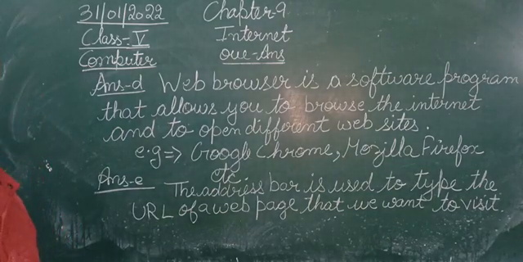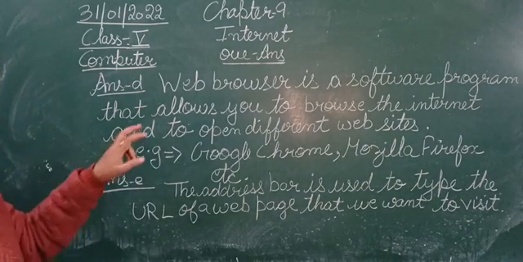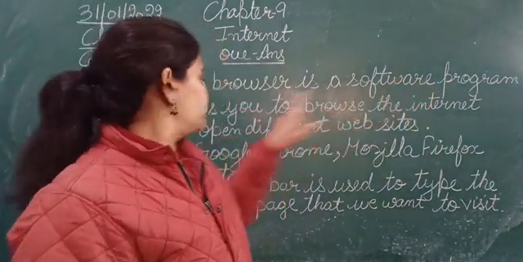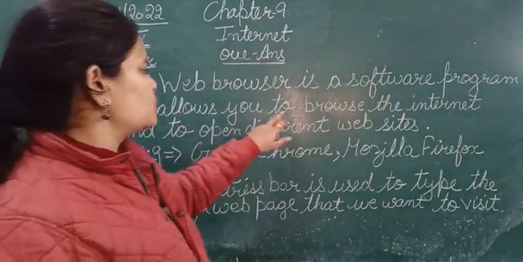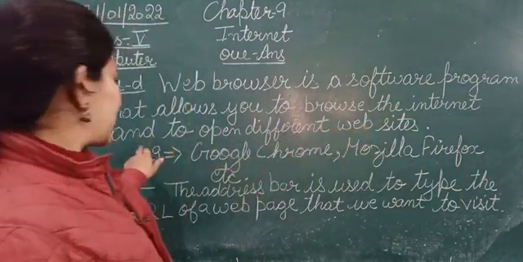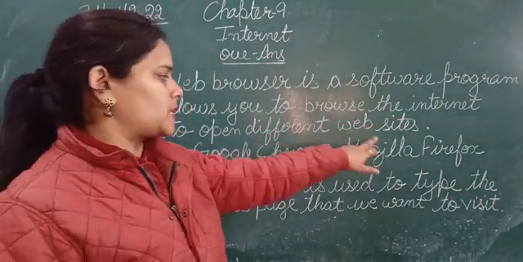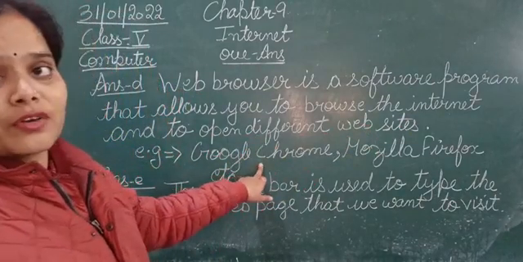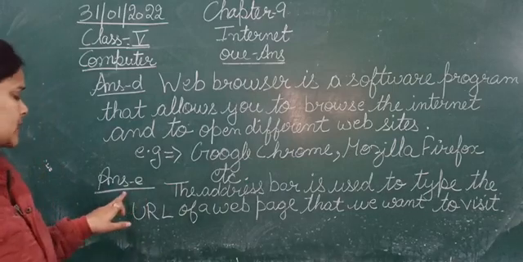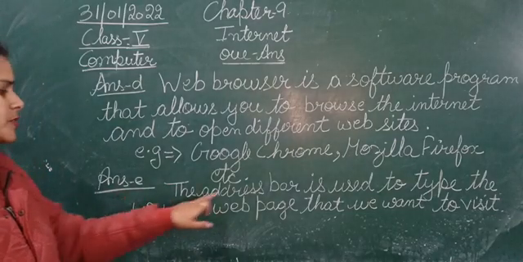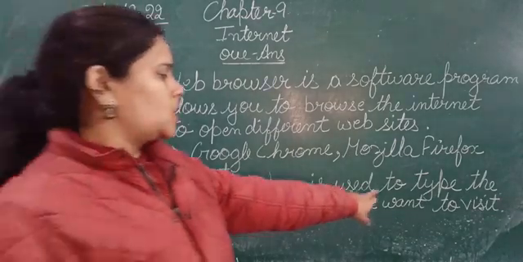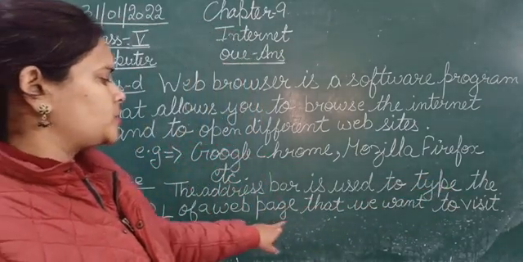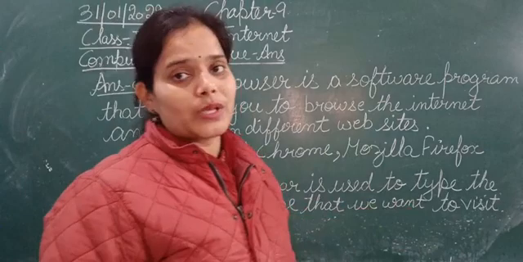Okay, so this is the answer for question number D and E. So I'll just repeat it. So what is web browser? So web browser is a software program that allows you to browse the internet and to open different websites. So the different types of web browsers are Google Chrome and Mozilla Firefox. The next is, what is an address bar? So the address bar is used to type the URL of a web page that we want to visit.